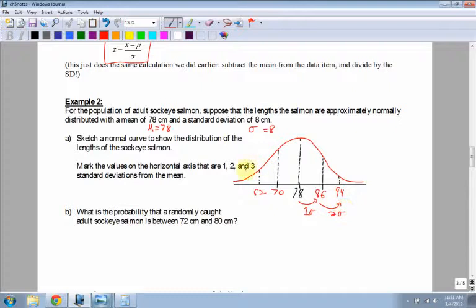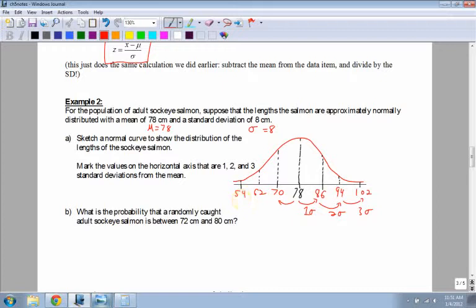Now what it wants me to do is 3 sigmas. So I'm going to go 1 more, right there and right there. Every time I'm going 8 up. So I get 102. And if I go down this way, it's going to be 54. And that's going up 3 sigmas, and that's going down 3 sigmas. Right? 1 sigma, 2 sigmas and 3 sigmas.